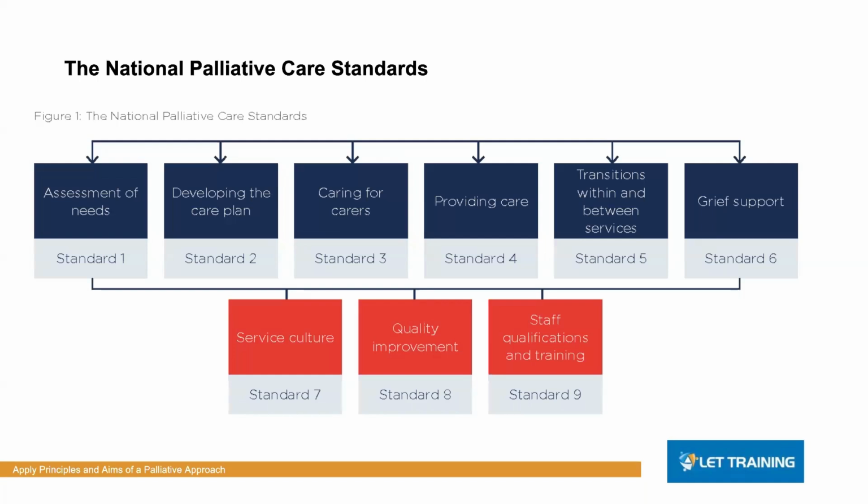Standards 7 to 9 are government standards for quality management and improvement of service providers. Standard 7, service culture. The service provider provides person-centred palliative care. Care supports the needs and preferences of the client reaching the end of life, their family, and others.